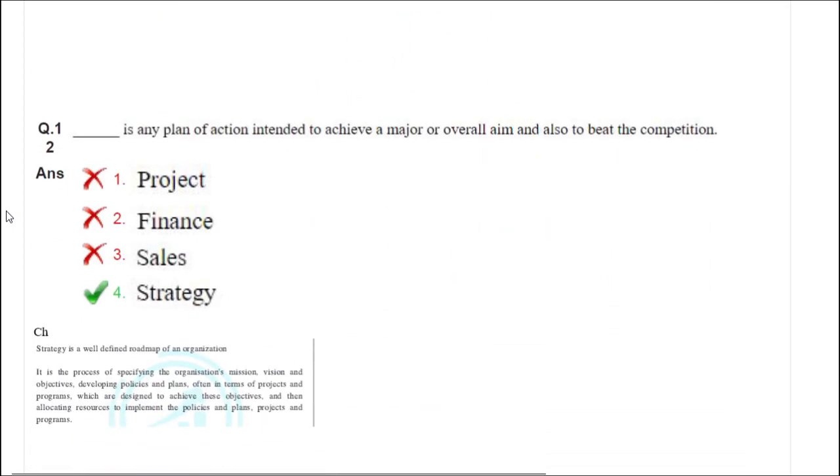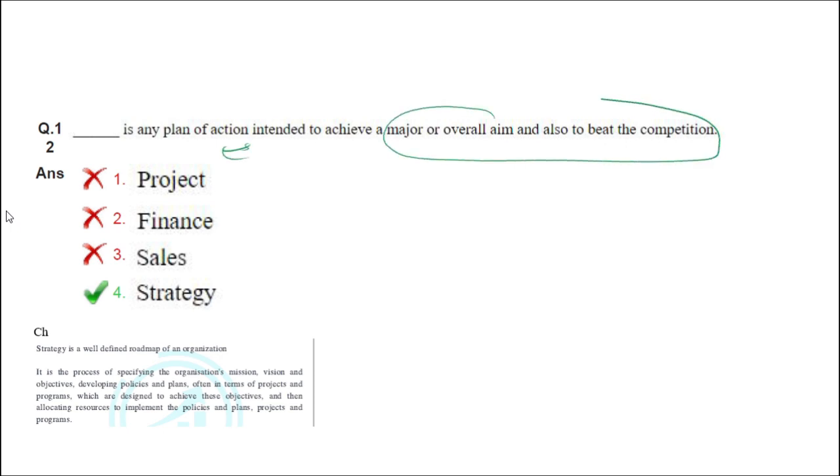So a strategy is a plan of action intended to achieve a major overall aim and also to beat the competition. The major or overall aim is important. Any organization will have some aims or goals which they want to achieve. Beating the competition will definitely come once they achieve them. So this is second. This is the key, the important term to answer the question.